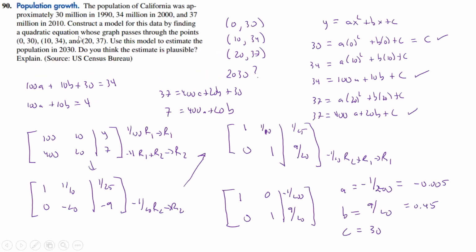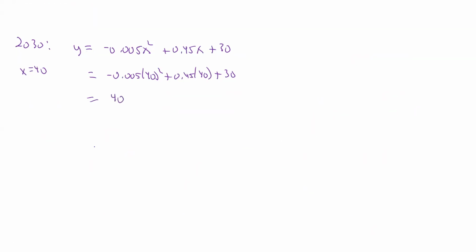And so let's write down 40. That's going to be in millions of people in 2030 in California. Okay. So that's the possible number based on the data that we have here. All right. So that's all I have for this section. So hopefully that will help you.